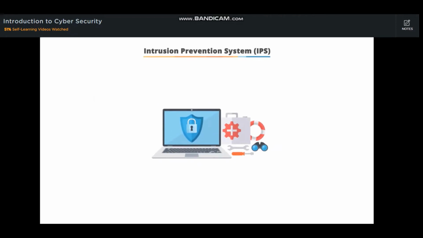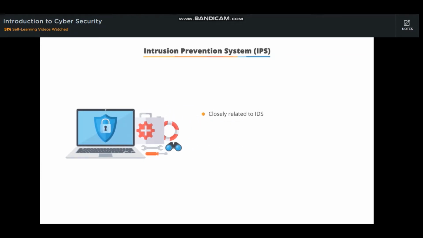Now, an intrusion prevention system is different than an IDS. It is closely related. It's designed to detect and prevent attacks by predicting an attack before it happens, hence limiting the damage or disruption to systems that are attacked. It must be properly configured and tuned to be effective.